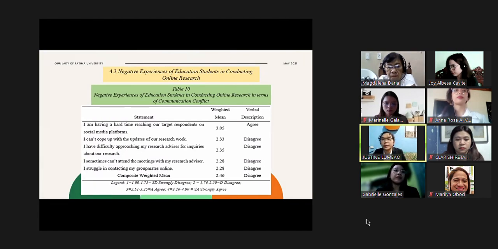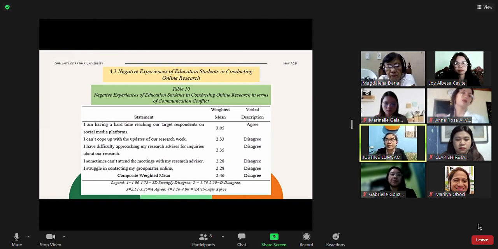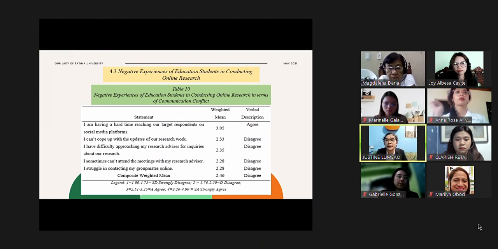In table number 10, we have the negative experiences of education students in conducting online research in terms of communication conflict. As you can see in the table, we only have one agree and four disagrees. So first, I will read the agree. I'm having a hard time reaching our target respondents on social media platforms, which has a 3.05 weighted mean, agree. And the least are, I sometimes cannot attend the meetings with my research advisor.